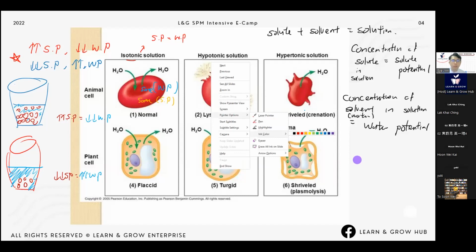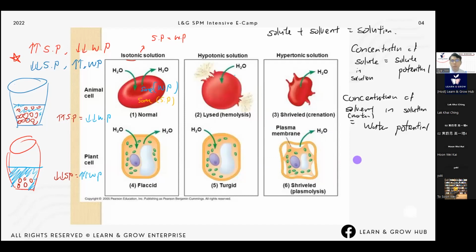how about the water potential? Hypo means the water enters. So it means there is a lot of water entering, so high water potential outside, low water potential inside. Okay, so the water enters.